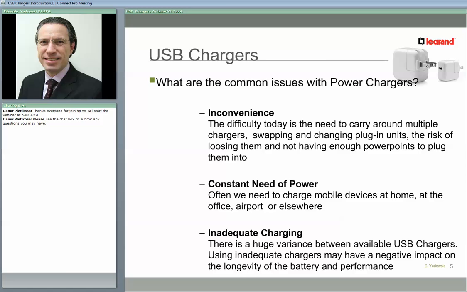How many times do we run out of power when we need it the most? We need it at home, in the office, at the airports, and in many other places. Inadequate charging: there is a huge variance between available USB chargers out there in the market, and using inadequate chargers may have a negative impact on the longevity of the battery and its performance.